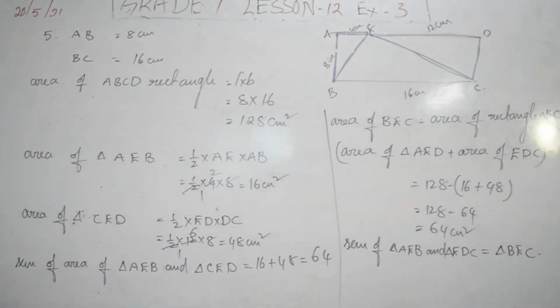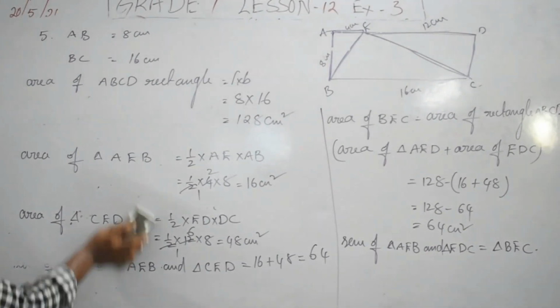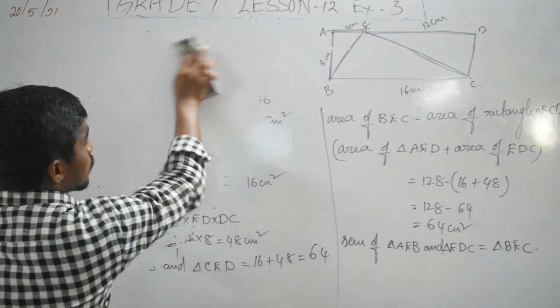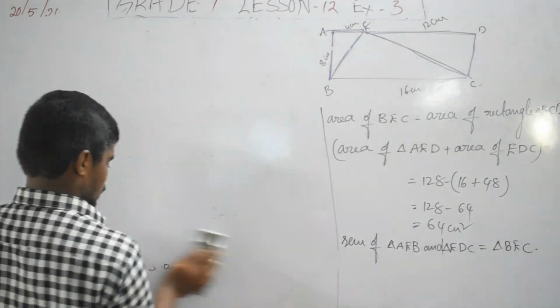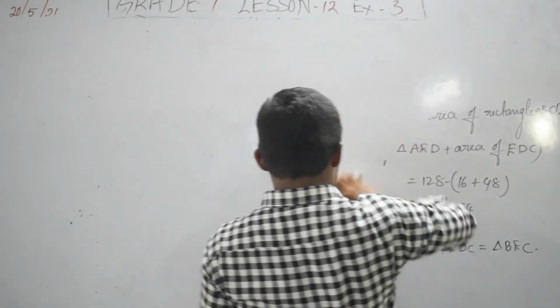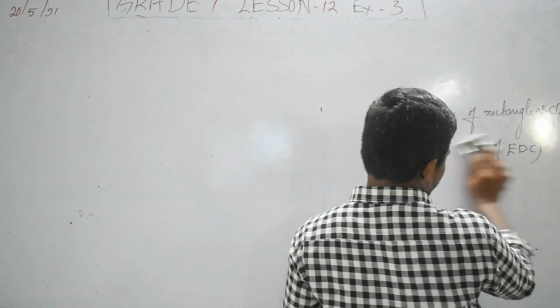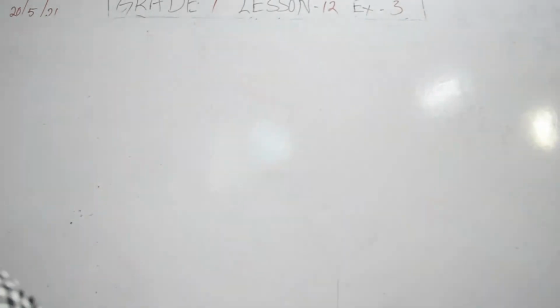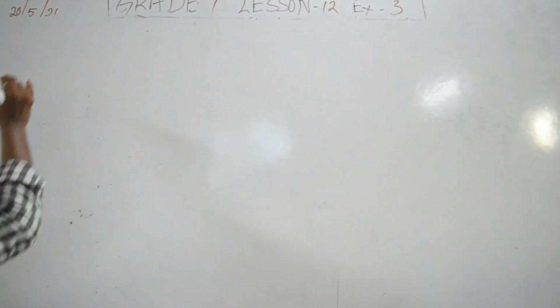Sixth one. So there are 13 problems. I said 8 or 9 or 10. So remaining 3 or 4 problems homework. Sixth one, here see.